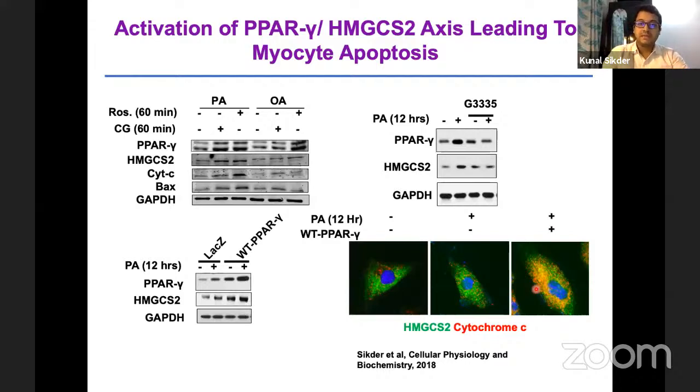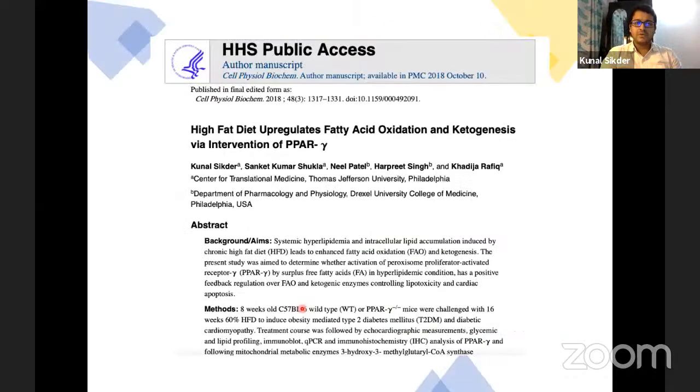This mechanistic study shows that the PPAR gamma HMG-CS2 axis is activated in high-fat diet condition, and that it is responsible for the myocyte apoptosis. This paper was published in Cellular Physiology and Biochemistry in 2018.